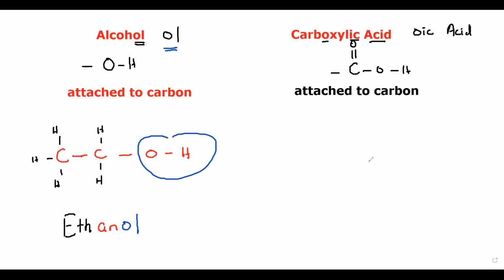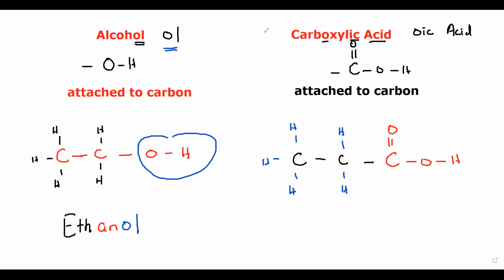Another example, for carboxylic acid. They have this group, C double bonded with O, and the OH group is already there. For example, 2 more carbon atoms along with this. Now we have to complete the structure first. The left hand carbon, how many hydrogens should it have? 3. So 1, 2, 3. The central one, how many hydrogens should it have? 2. So 1, 2.